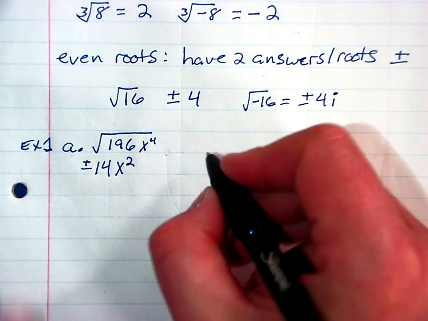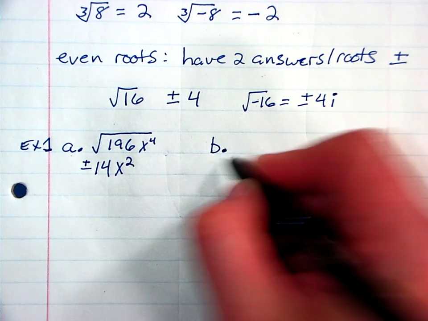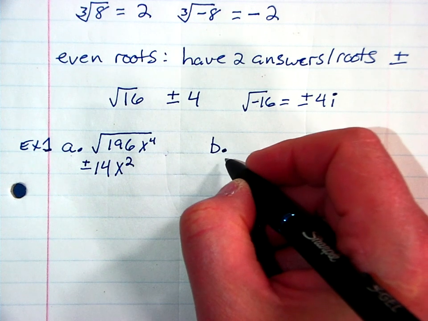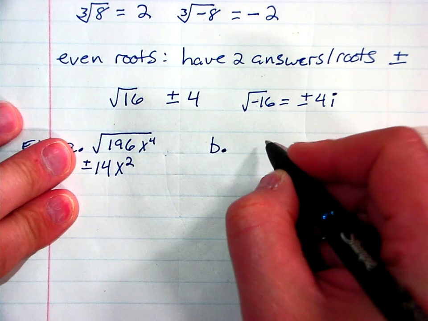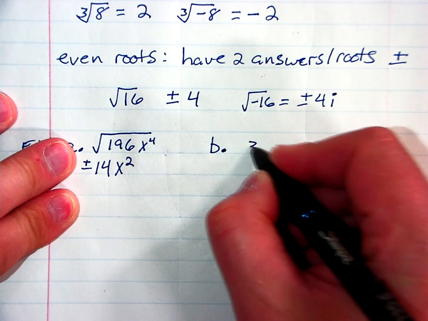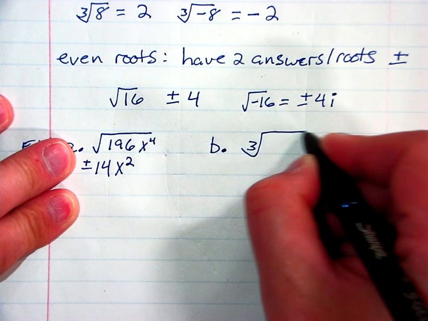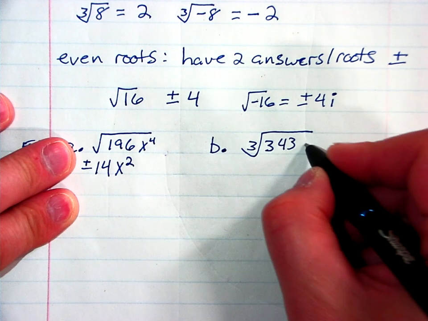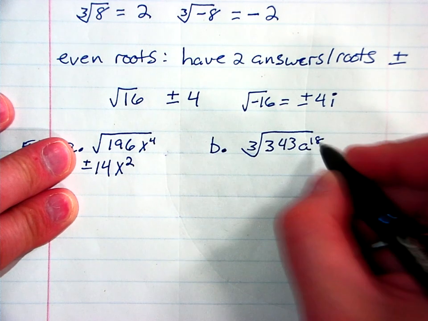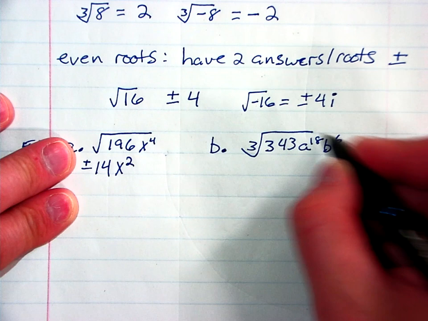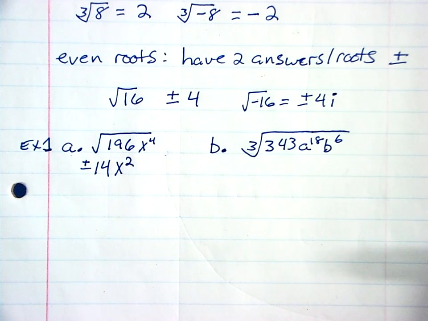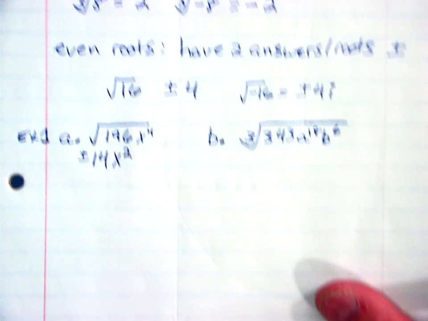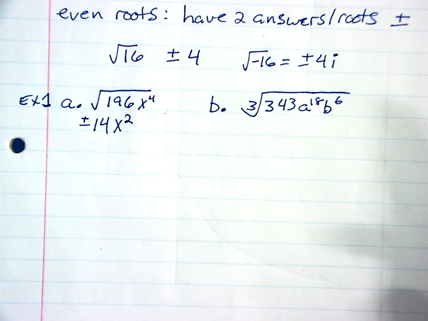All right, let's try another one. This is a b. That's not a variable. This is actually number b, letter B. The cube root of 343, a to the 18, b to the 6.